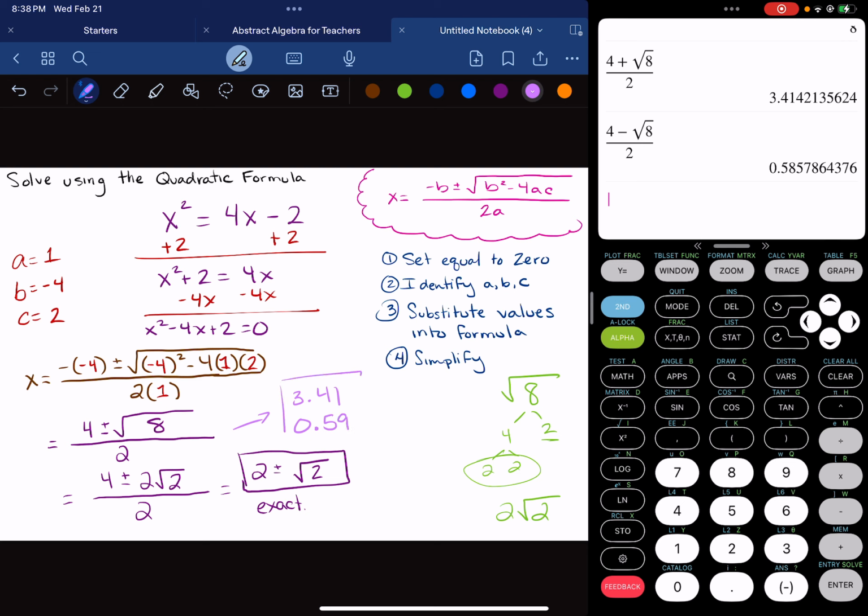Those are the decimal forms. These are estimated, because we're rounding those decimals. And there's another example of how to solve a quadratic using the quadratic formula.